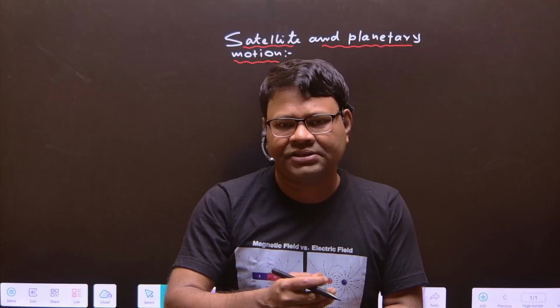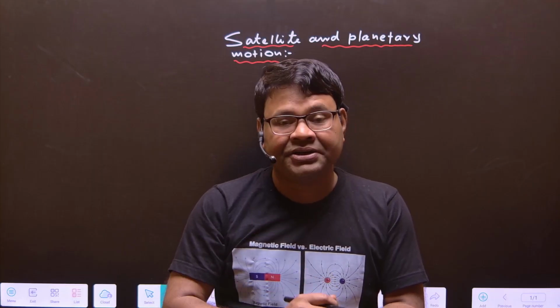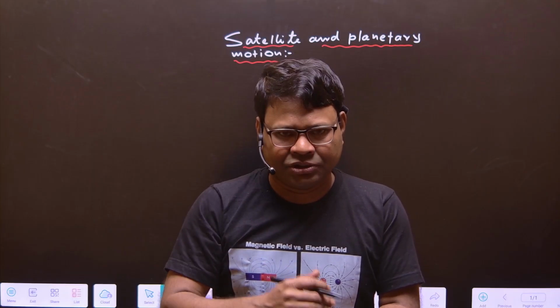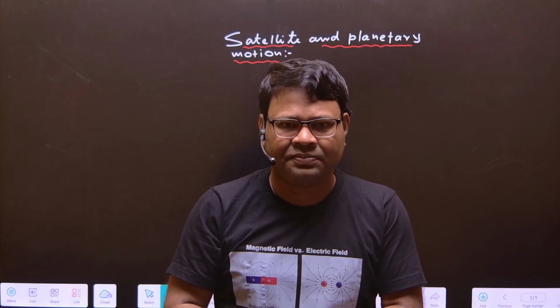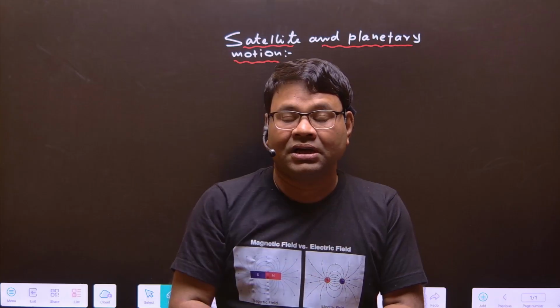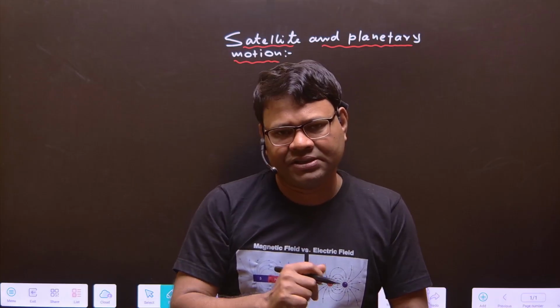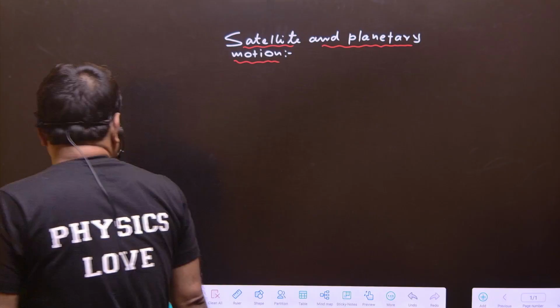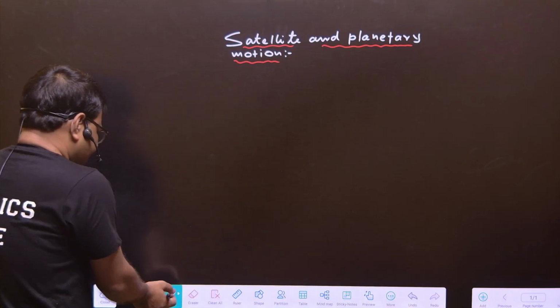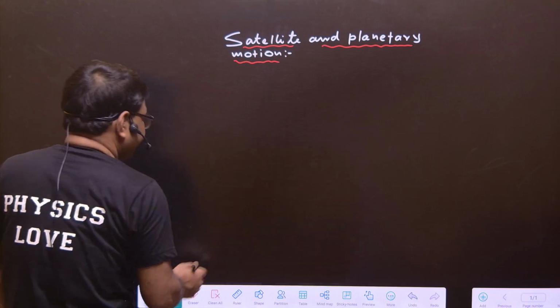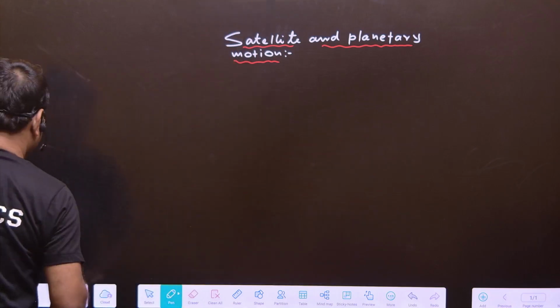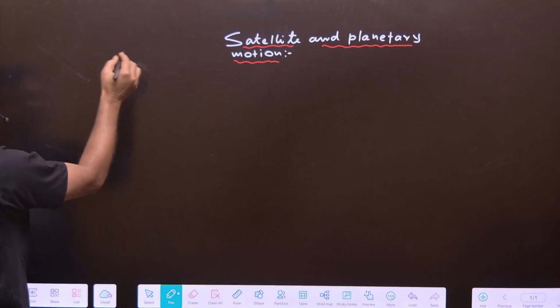But nowadays different countries are sending satellites for communication and different kinds of purposes. That is called the artificial satellite, right? So first we will see just the satellite definition. Now write all of you with me.